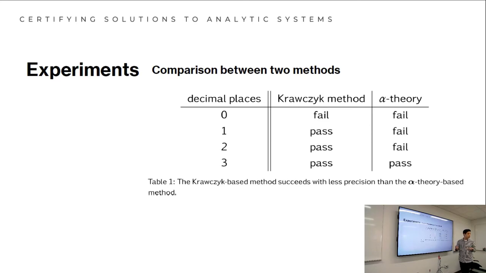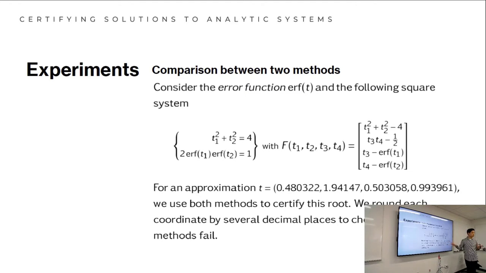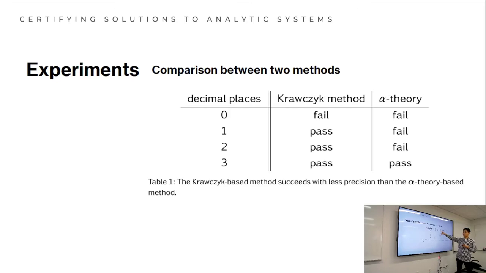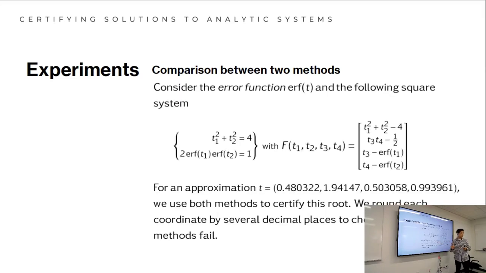How did you get that approximation? Oh, this is obtained from some numerical solver, probably Mathematica. So the Krawczyk method succeeds even with one decimal place, but in order to succeed with alpha theory, you need more precision. This is because, as I mentioned, interval arithmetic usually allows more crude input, and alpha theory also gives us more information about the quadratic convergence. Decimal places of what? One decimal place means that we rounded this solution to just 0.4, 0.5. That's one decimal place.